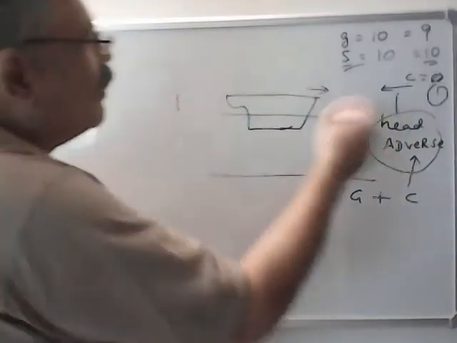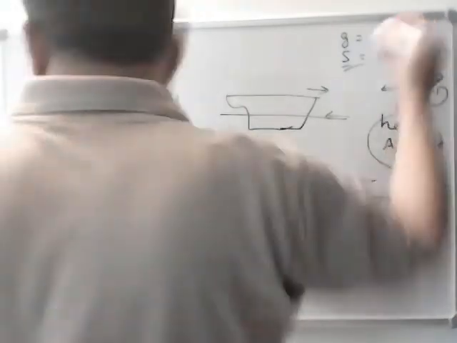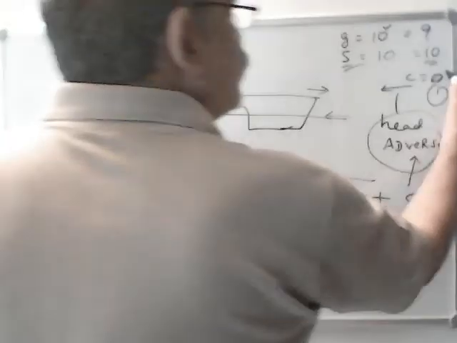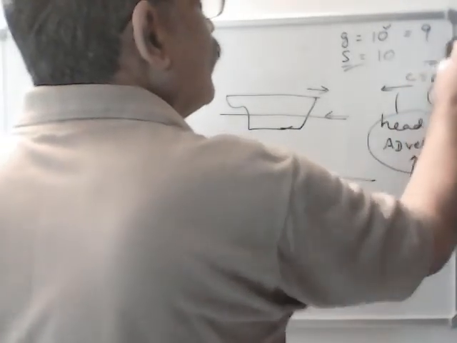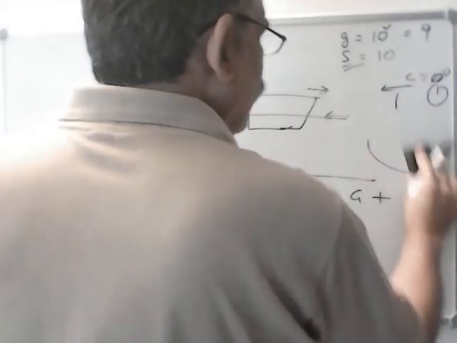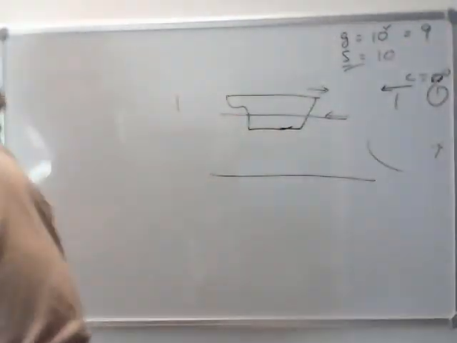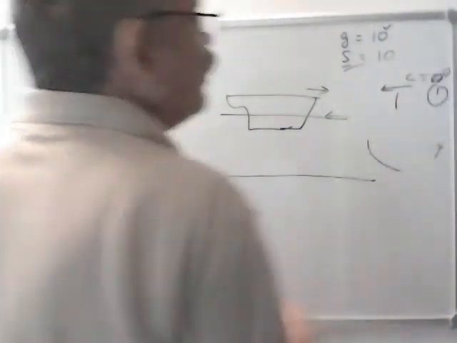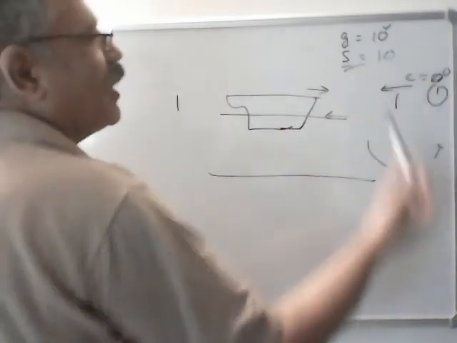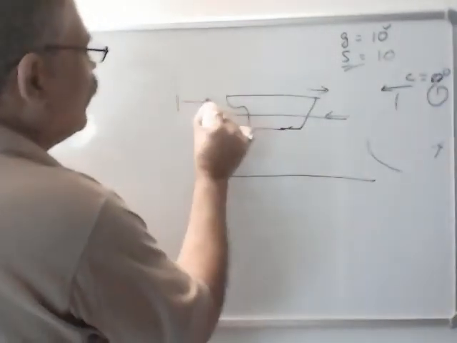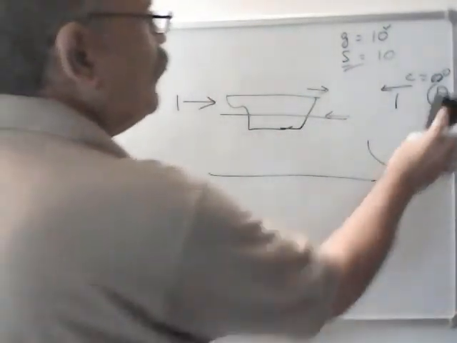Now let's take another example. The same ship, GPS speed 10 knots, current 0. Speed log is also showing 10 knots. Now you have a following current. Suddenly, current was 0. GPS was showing 10, speed log was showing 10, current was 0. Now suddenly you have a following current. This is also known as favorable current of 1 knot.